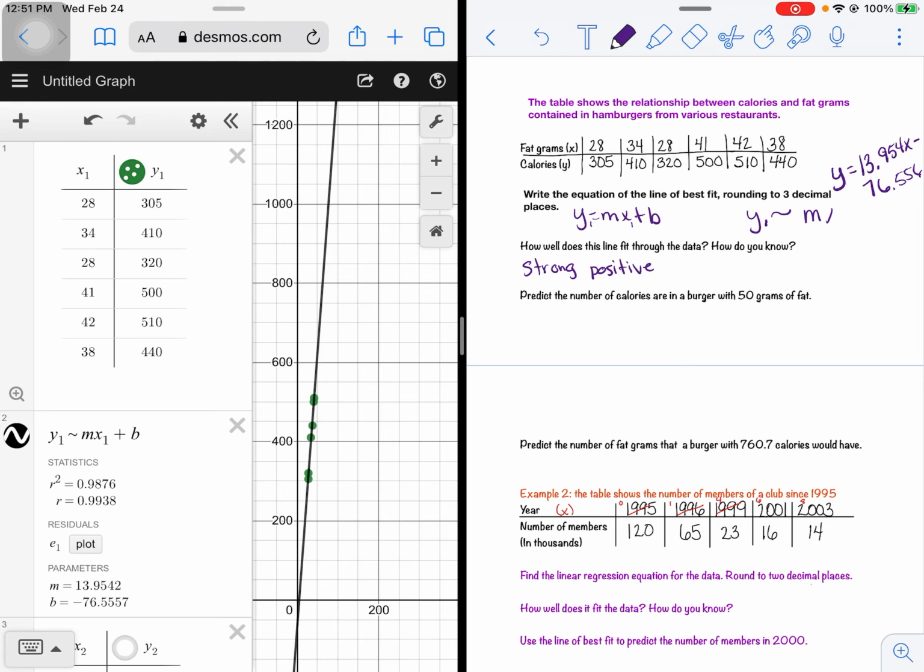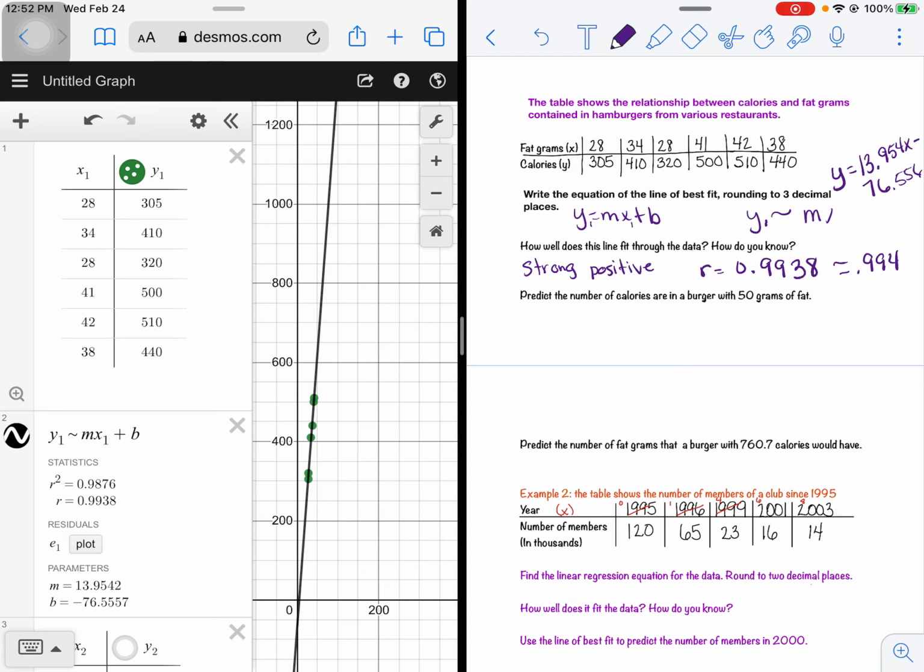You'll notice on Desmos, you have an r squared. That's not what we're looking for. We're looking for just the r. Our r value, which is our correlation coefficient, is 0.9938. That's pretty strong correlation there. We could round that to 0.994 as well. So it's very, very strong. Almost a 1, not quite. It's not a perfect correlation, but it's pretty strong.